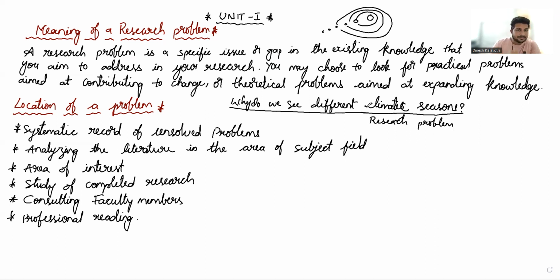Now this is the actual meaning of the first line. A research problem is a specific issue. There is an issue or a gap in the existing knowledge that you aim to address in your research. So this is what the existing problem or a specific issue is.